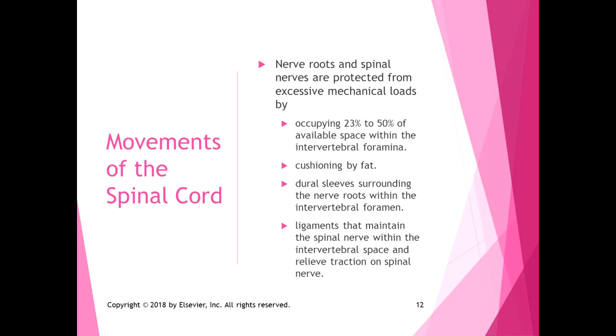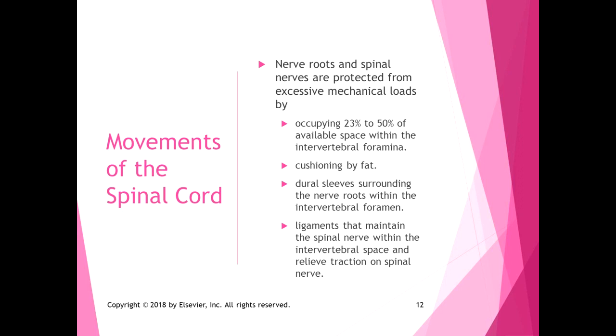Nerve roots and spinal nerves are protected from excessive mechanical loads because they only occupy 23 to 50% of the available space within the intervertebral foramina. That way, they have room to move. The only time when it becomes a problem is when you get narrowing or stenosis of those foramina, and then that's when people start to have problems. The nerve roots and spinal nerves are also cushioned by fat. Fat is your friend. You don't want to get rid of all of it. So eat that cookie right now.